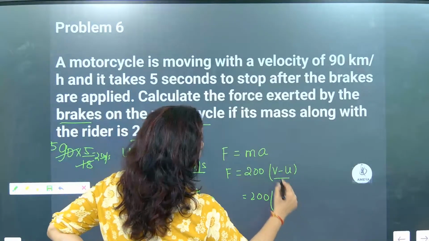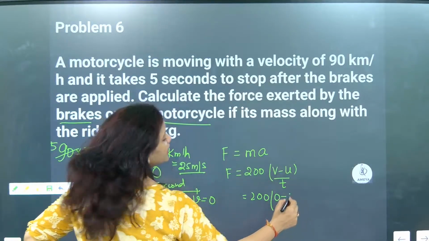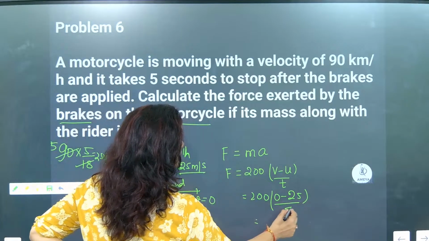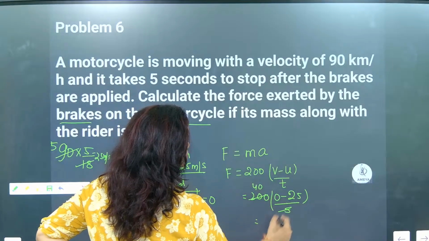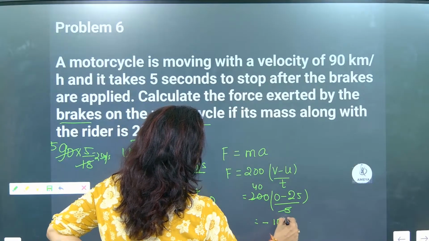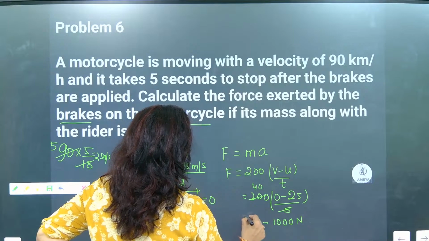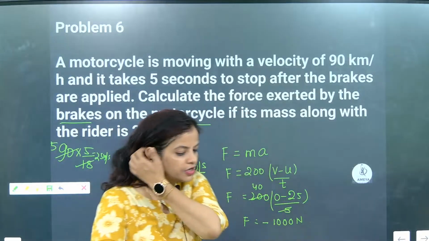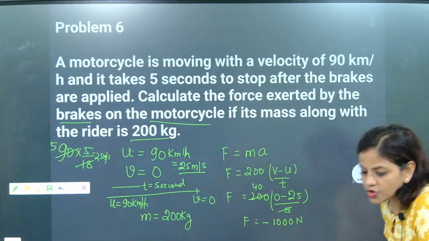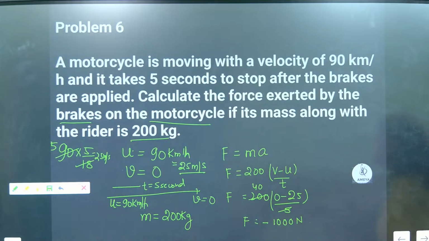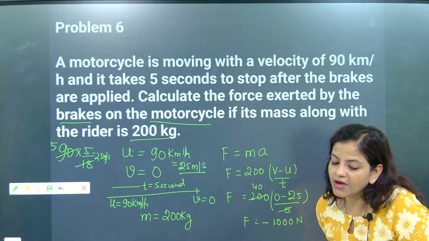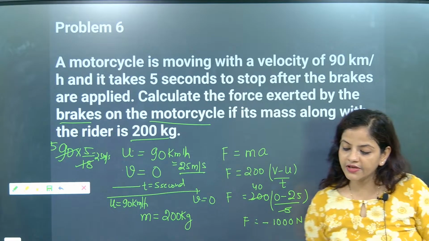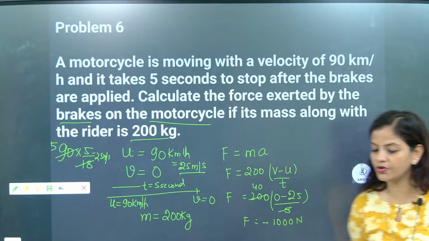So initial velocity is 25, final velocity is 0, and time is given how much, beta? 5 seconds. So 5 fours are 20. So how much force is it? Minus 1000 Newton. Absolutely correct, beta. So the answer is minus 1000 Newton. Chahil, very good. Today I'm seeing you solving all the numericals and giving pakka answers. This is what I want from all of you.